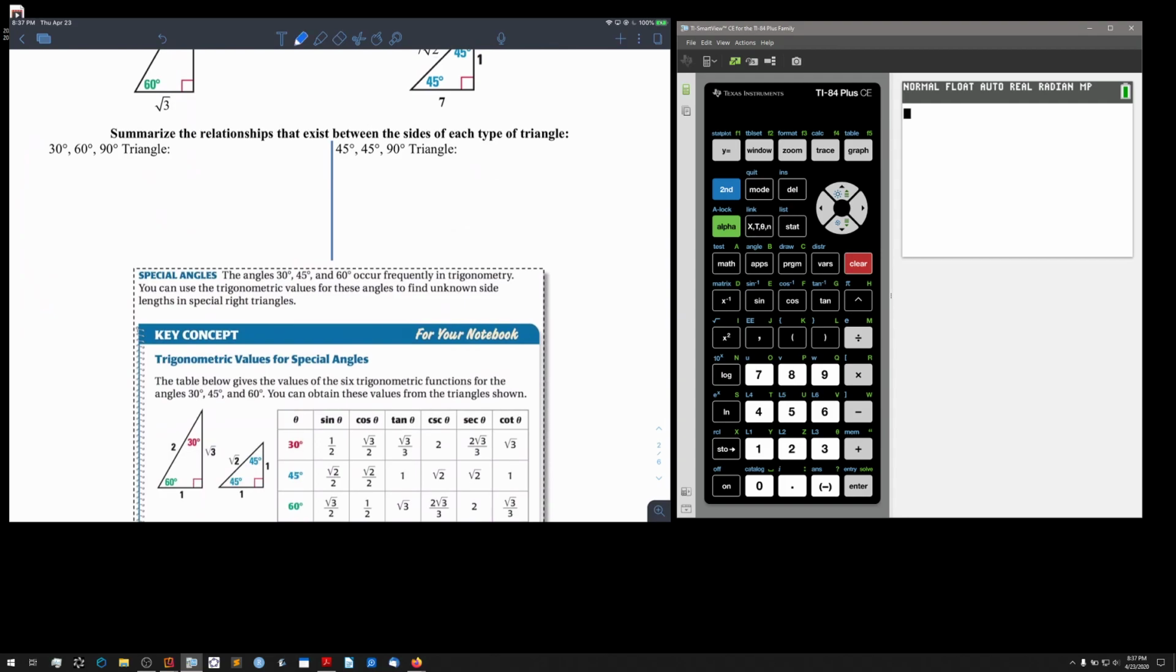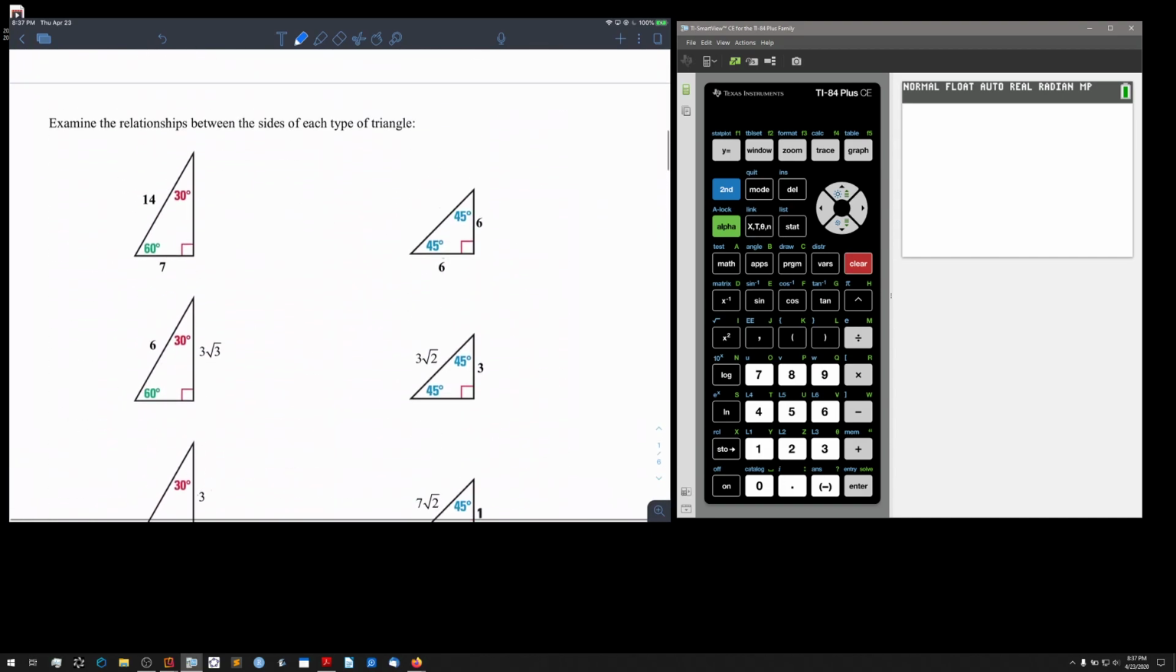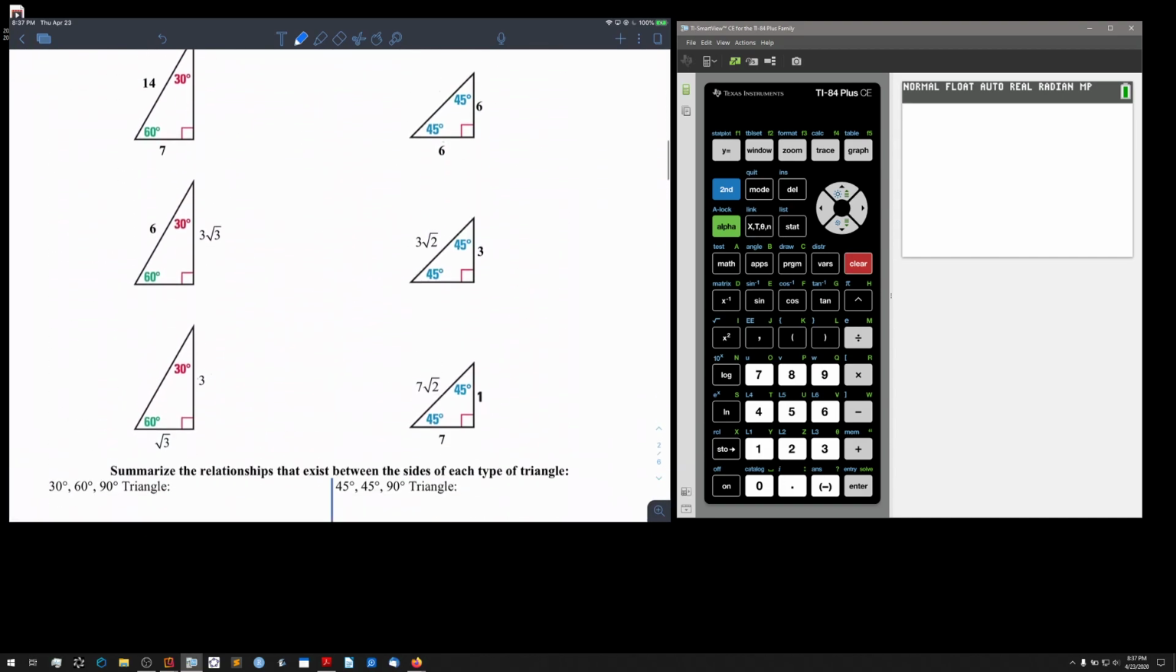Which brings us to these two special triangles. Okay, so you can see all of these are similar triangles. Interesting, again, similar triangles. Those three are similar, these three are similar. Okay, they are angle similar.